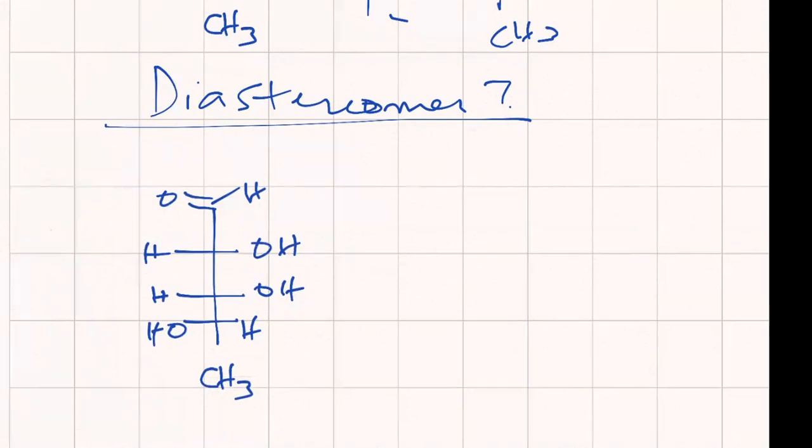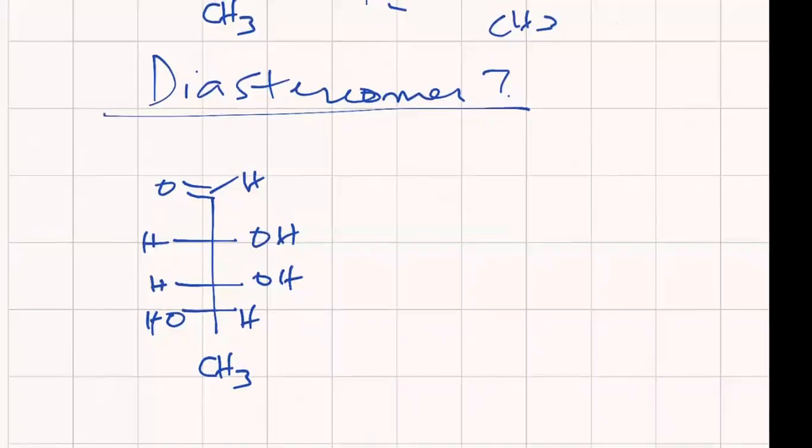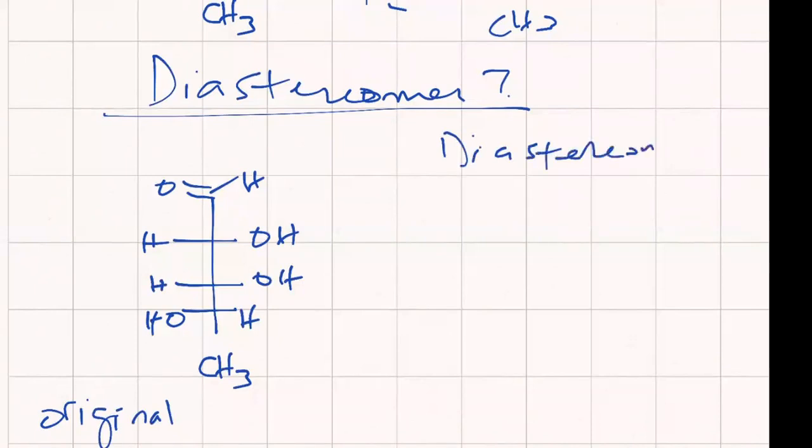Okay. So if this is my original, what would a diastereomer look like? How do I draw it? Do I change everything? You change one piece at a time. Change one chiral center. Who was that? Amaria. Thank you. You change one chiral center at a time.